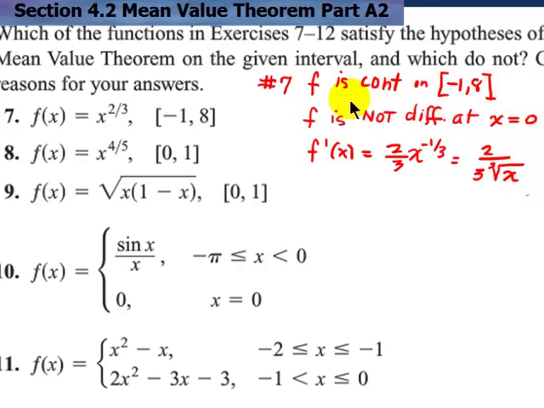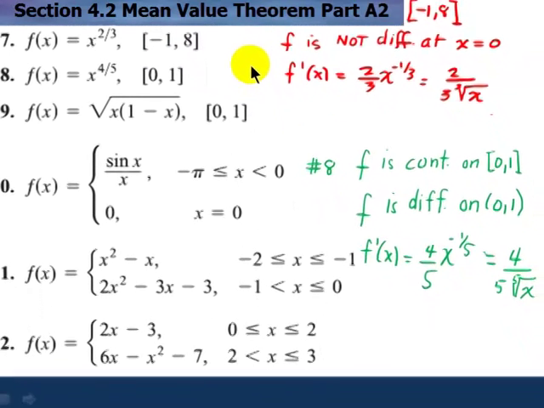So this function is not differentiable at x equal to 0, which is an interior point of this interval. That means we cannot use the mean value theorem because it doesn't satisfy the hypotheses of the mean value theorem on this given interval, -1 through 8. Let's look at number 8.